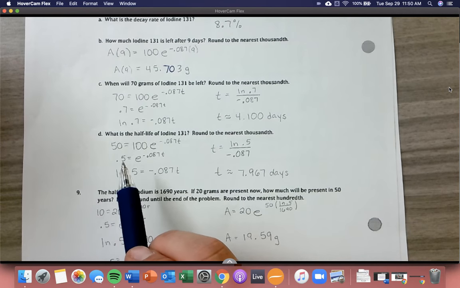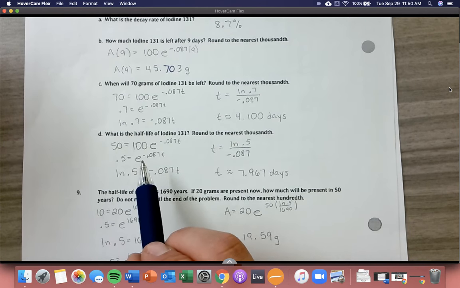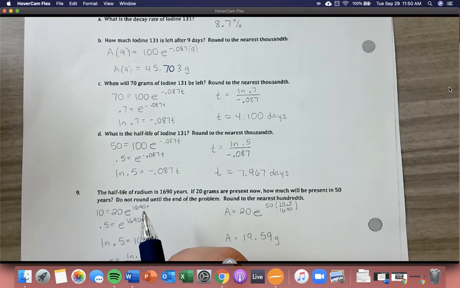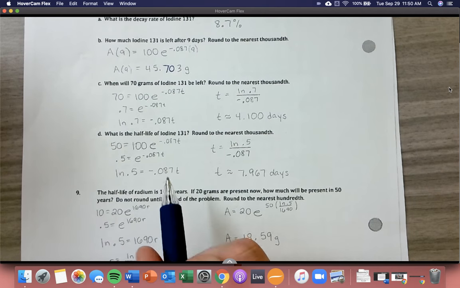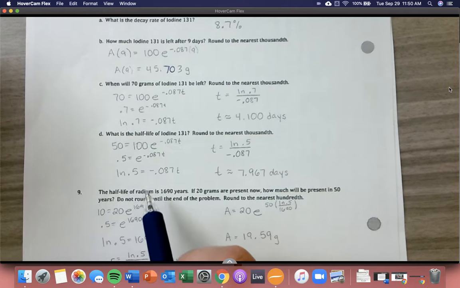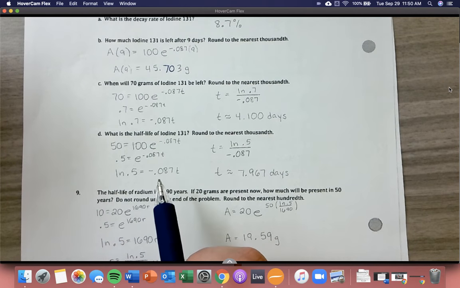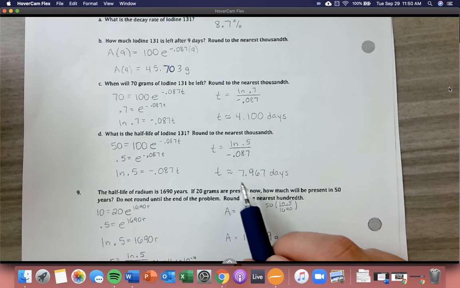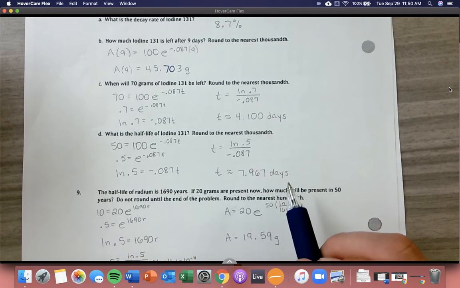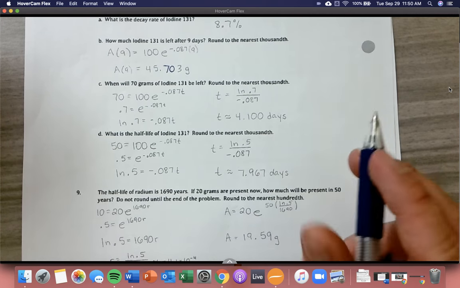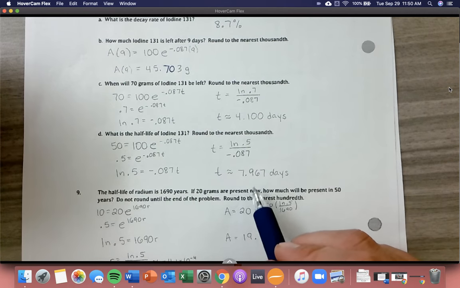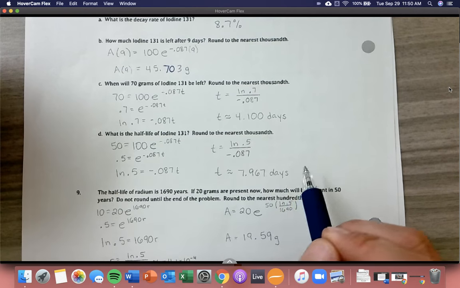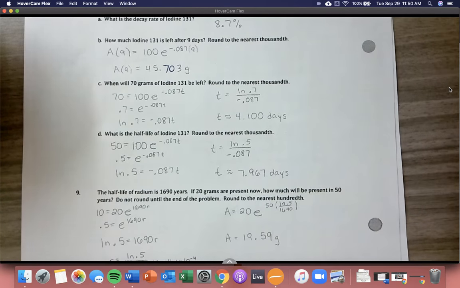We get 0.5 is equal to e raised to the negative 0.087t. Convert it to our natural log, just like we did in the last problem. Divide the negative 0.087 over. And in this case, we get T is roughly 7.967 days. All right, so this is the half-life of iodine-131. This is how long it takes for half of it to decay away.